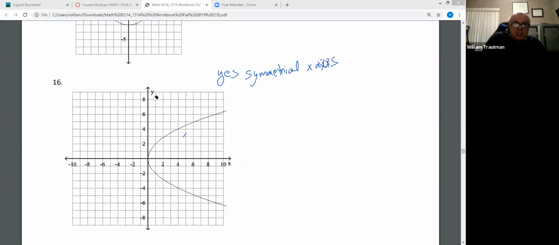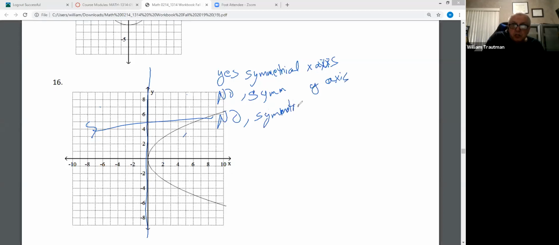On the y-axis, here's the y-axis. If I fold this over, there's nothing to fold back over, so it's no. Do you see? It's not the exact same picture if I fold it over on the y-axis. So no, it's not symmetrical. And then finally, with the origin, no, it's not symmetrical, because when you rotate it around, it's not the same picture all the way around.